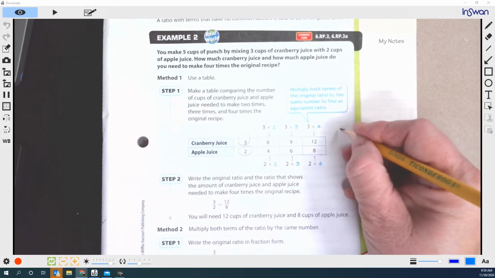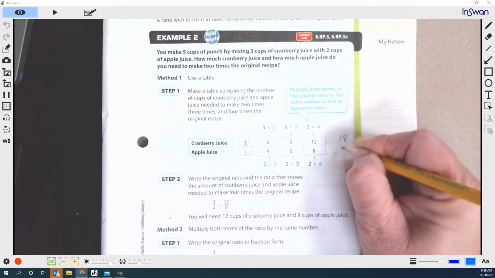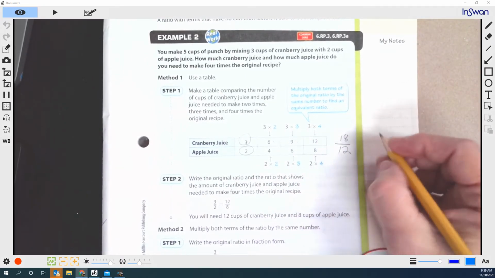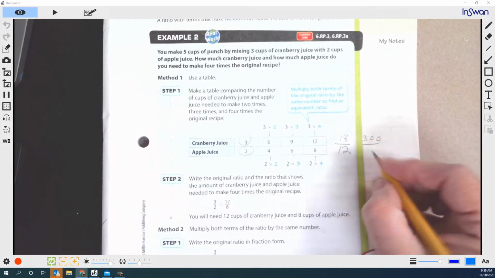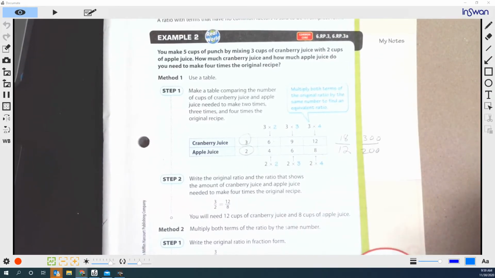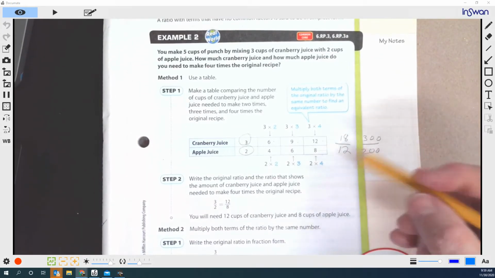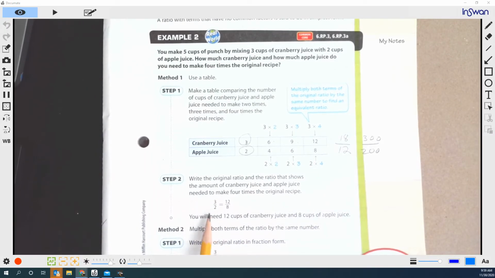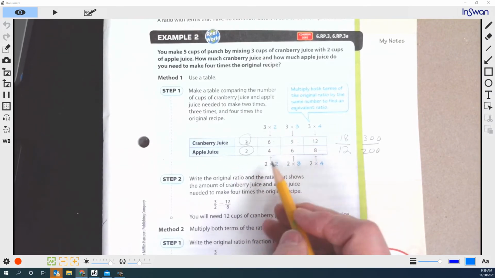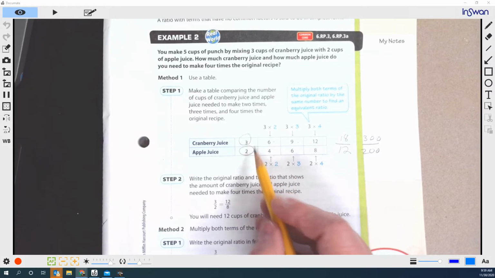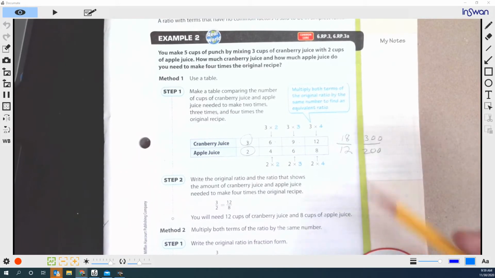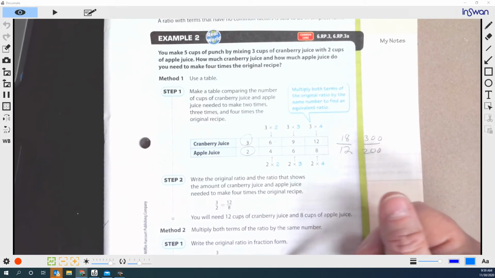You could do 6 times 3 is 18, and 6 times 2 is 12. Or you could do 100. 3 times 100 is 300. 2 times 100 is 200. All of these are equivalent ratios. When you look at the original ratio, you will need to take that and multiply both the top and the bottom item, or whatever the thing is in the relationship, times the same multiplicative value to have it in the same proportions.